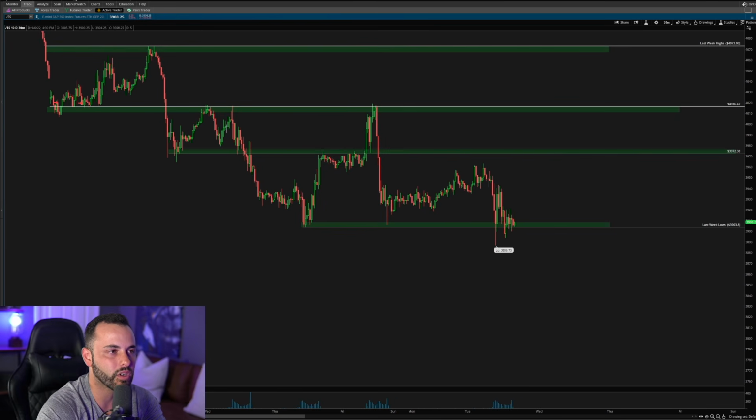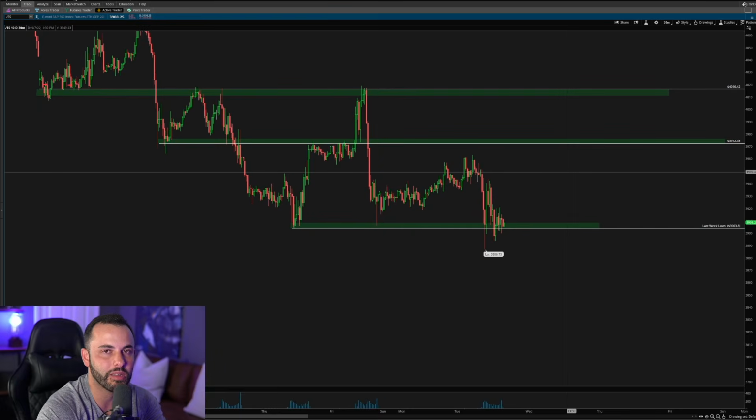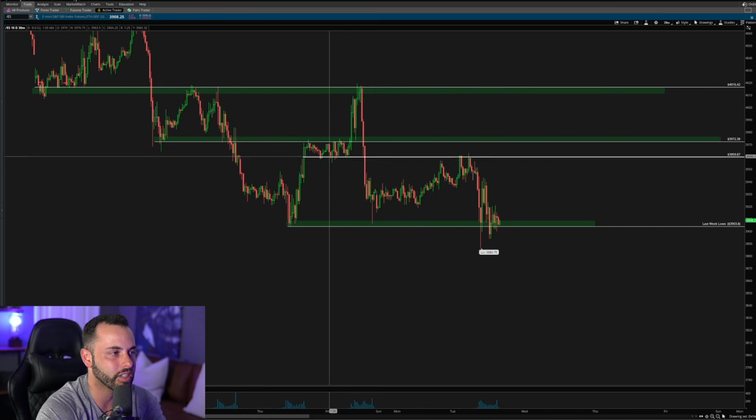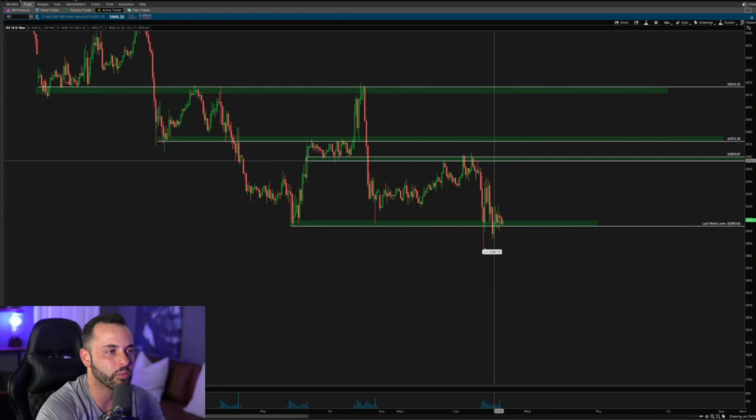Now, one more level that I want to point out here that came in very crucial today is the lows of this consolidation from this Friday of last week. You guys can see we had lows of this consolidation right here, Friday of last week around this 3960 level. If I draw my box there around 3960, you guys can see that we rejected this level perfectly this morning.